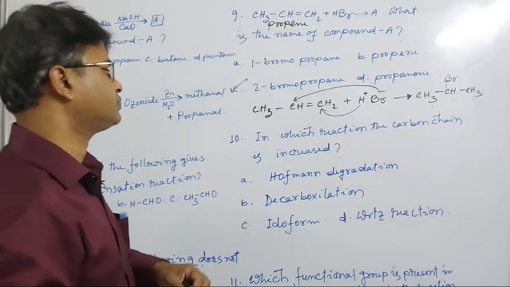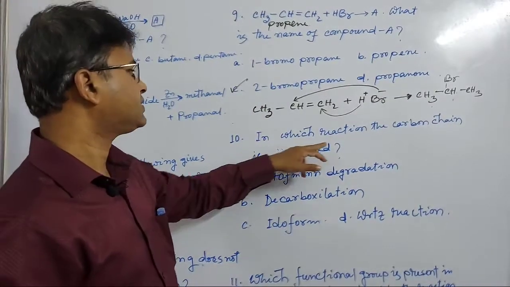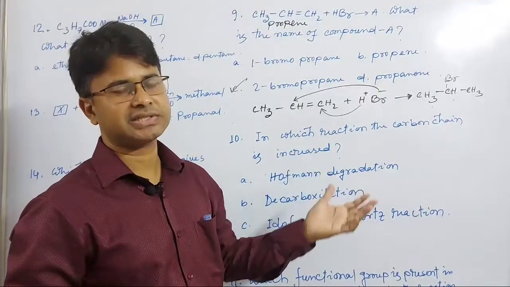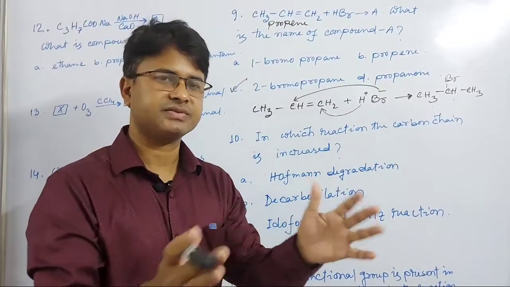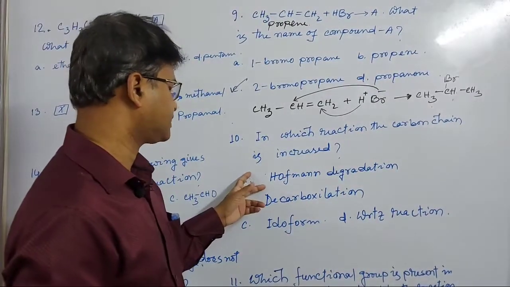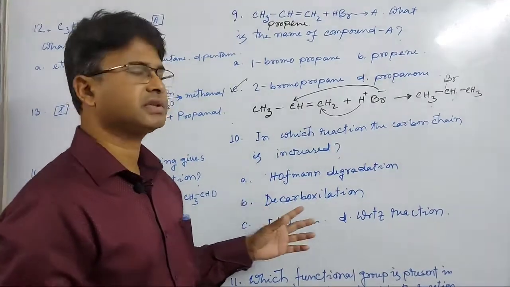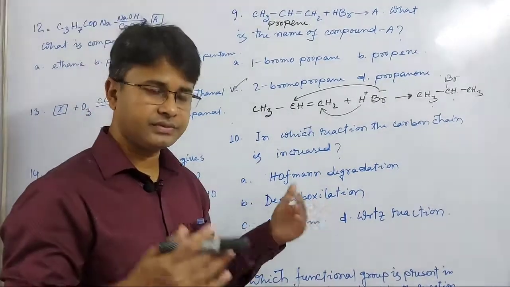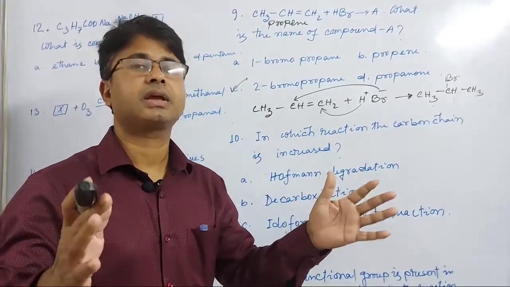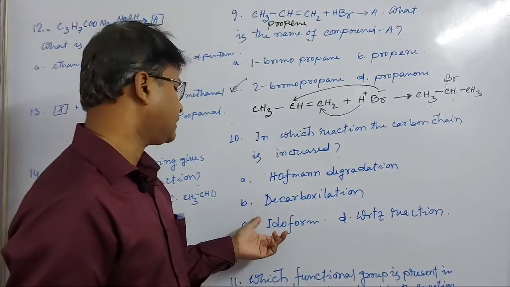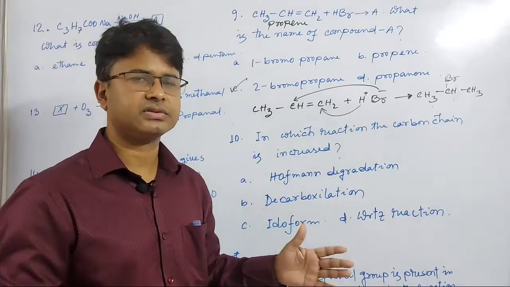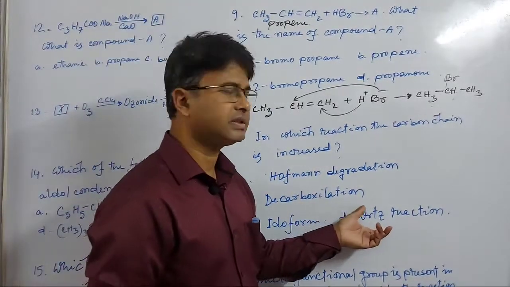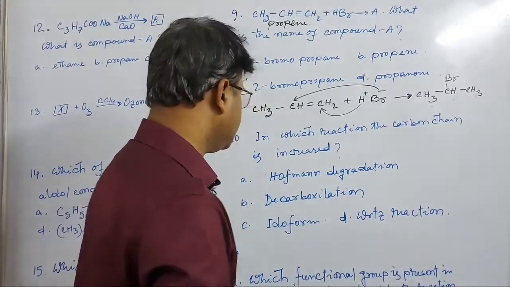In which reaction is the carbon chain increased? Hofmann degradation. Degradation means it is making smaller, so it will not be the correct answer. Decarboxylation reaction means reduction of the carbon chain, I mean removal of carbon dioxide. In this case, the carbon chain becomes smaller. And in the iodoform reaction, in this case also the carbon chain becomes smaller. Wurtz reaction, in this case the length of the carbon chain is increased.